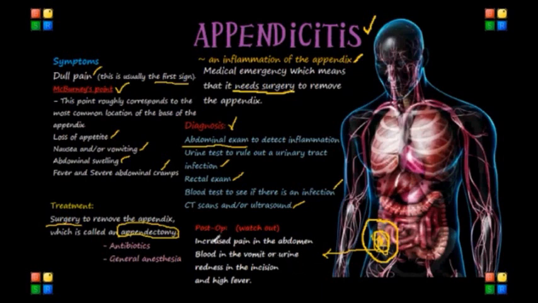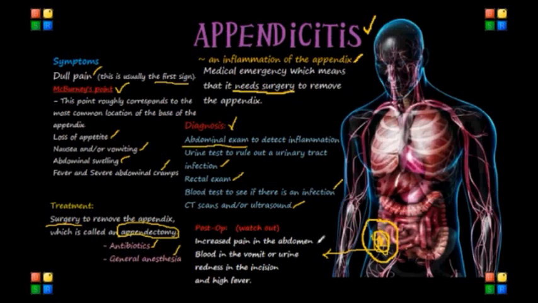Now, remember, with appendectomy, antibiotics are given before the appendectomy to fight possible peritonitis or other infection, and general anesthesia would usually be given. And nowadays, usually the appendix is removed through laparoscopy, which is just a 4-inch incision done in the stomach.